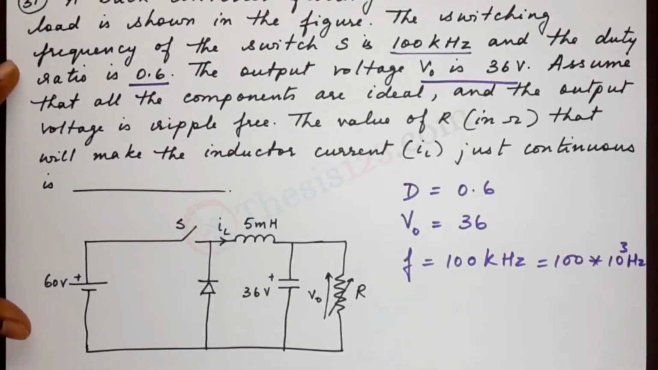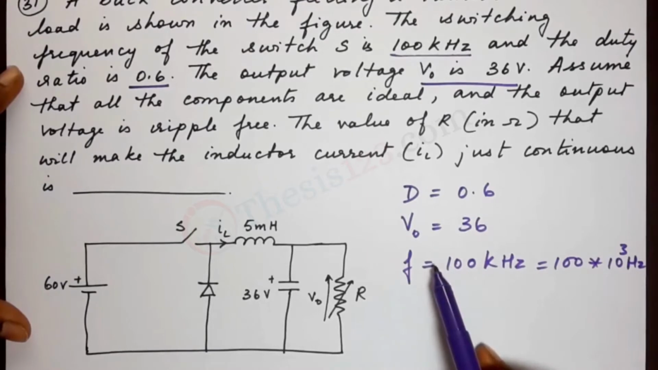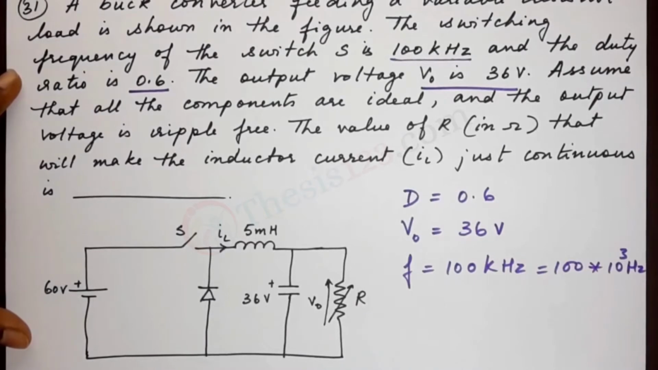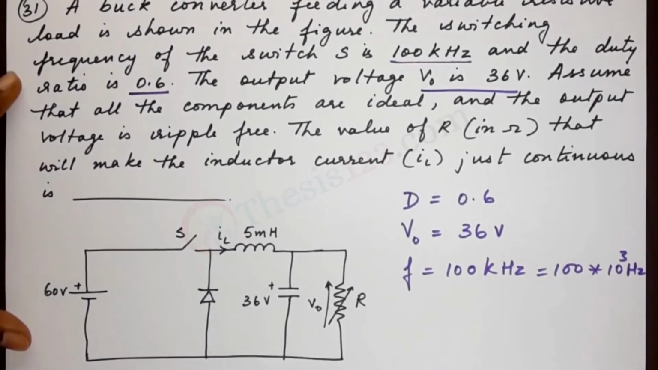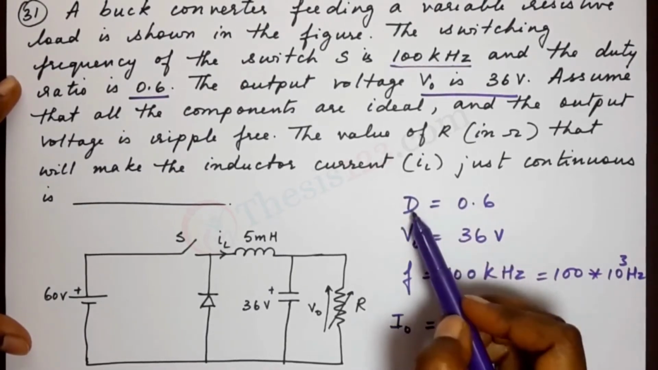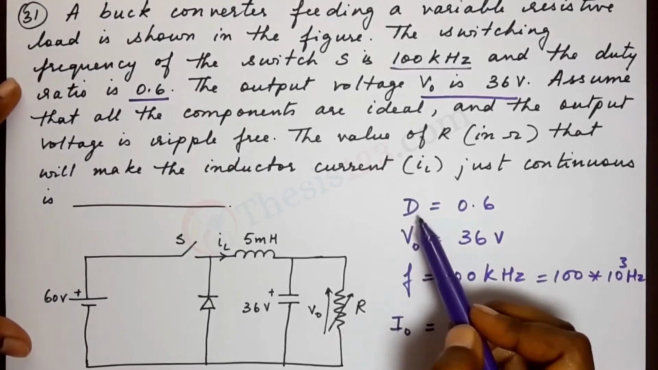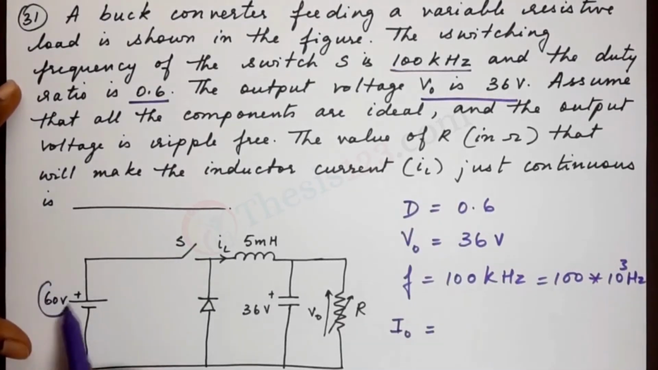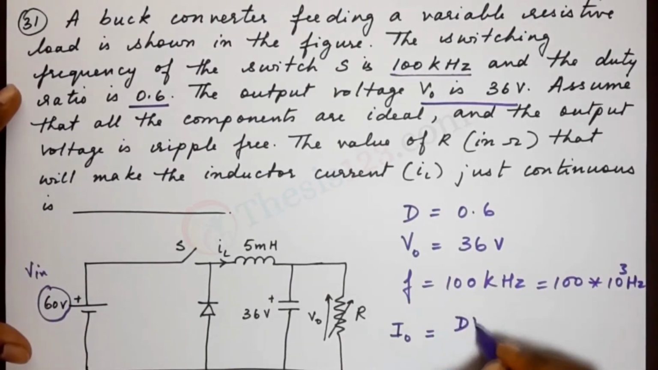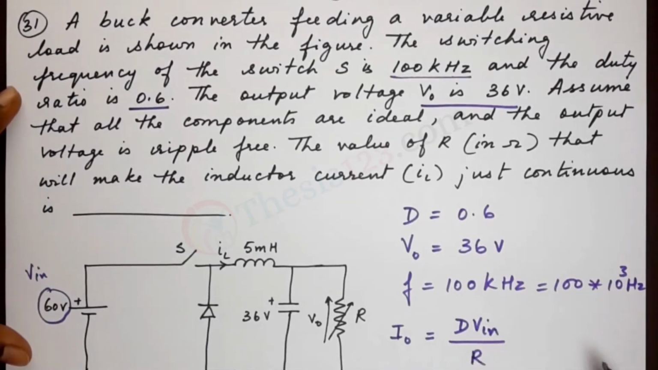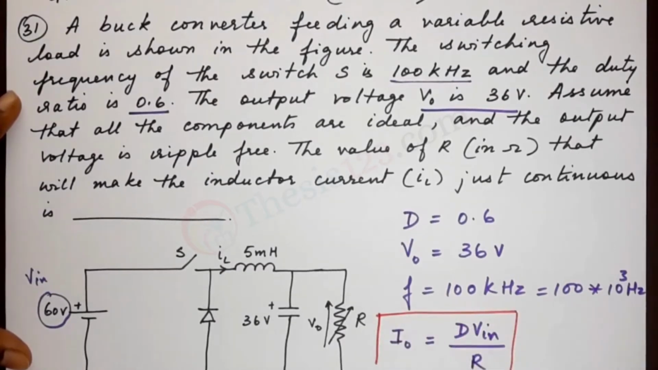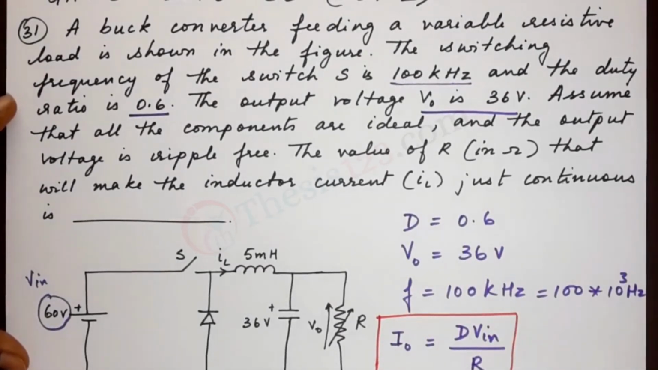Now, if the output voltage is ripple free and the value is given as 36 volts, let's write down the output current I0. The expression for I0 can be written in terms of the duty ratio and the input voltage Vin. So I0 is D Vin by R. So this is one expression. I0 is equal to D Vin by R.